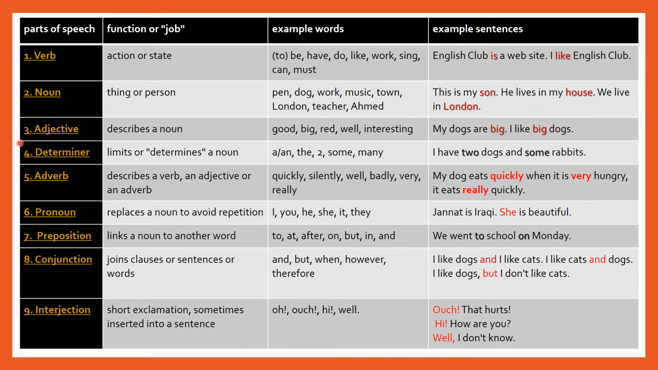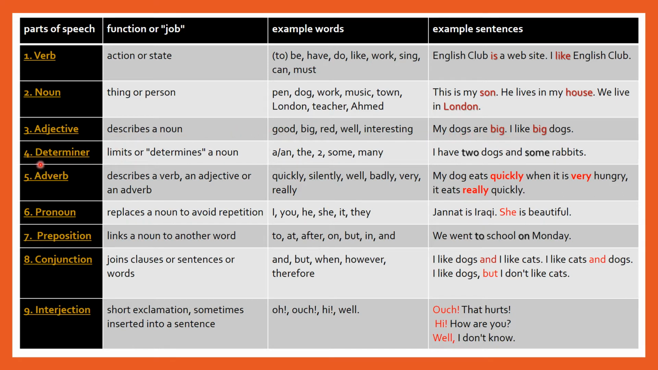The third part of speech is adjective. Adjective describes a noun. Example adjectives: good, big, red, well, interesting. Example sentences: My dogs are big. I like big dogs. As we see here, the adjective big describes the noun dogs.